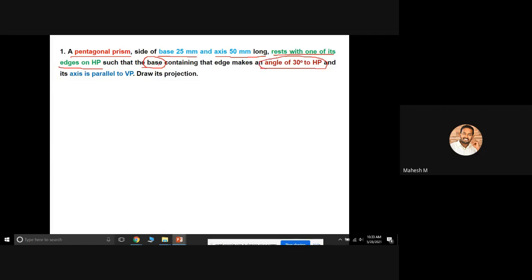What is the condition? Base containing that edge makes an angle of 30 degree to HP and its axis is parallel to VP. So here the condition is parallel to VP. If it is inclined to HP, you have to draw the shape in the top view position. If it is inclined to VP, you have to draw the shape in the front view position. What have they said for us? Inclined to HP. So this is the right position for the pentagonal shape.